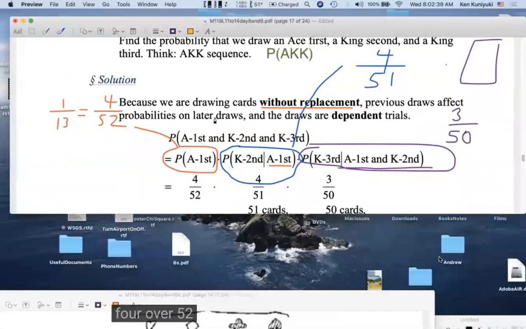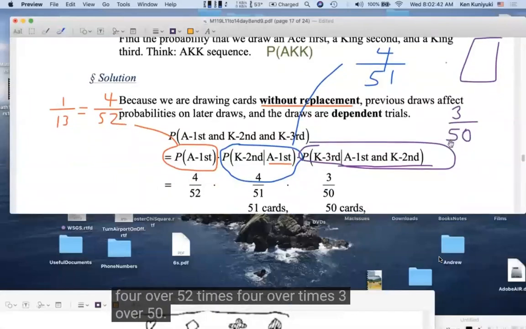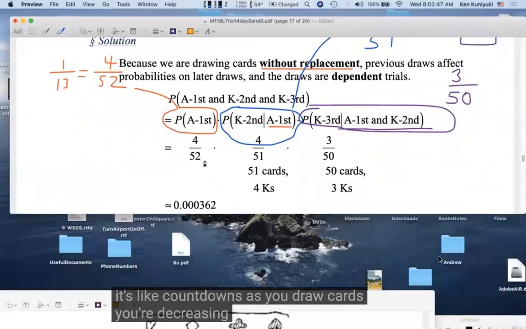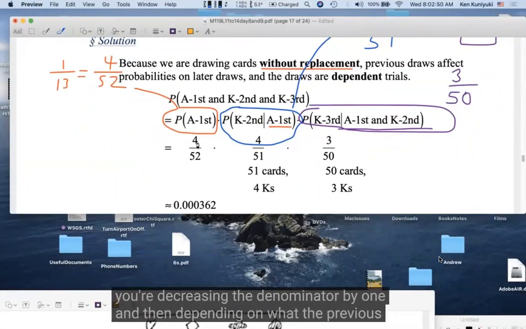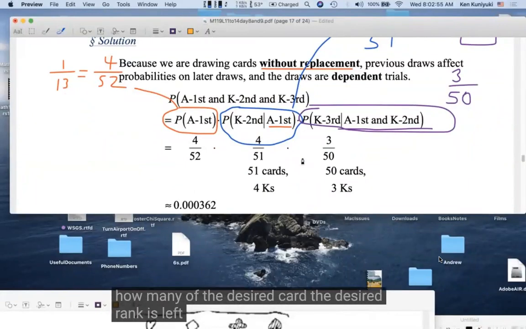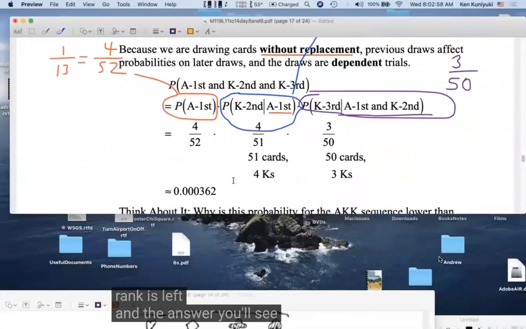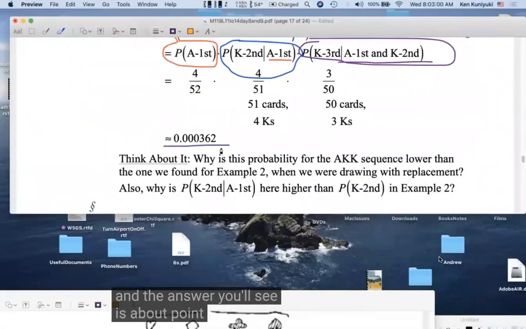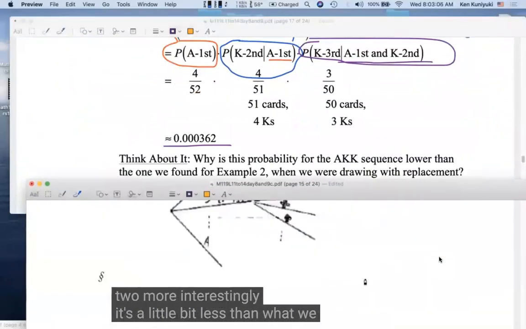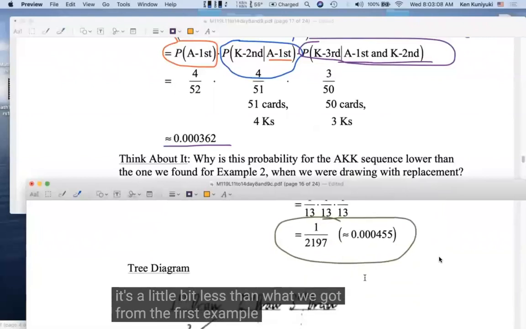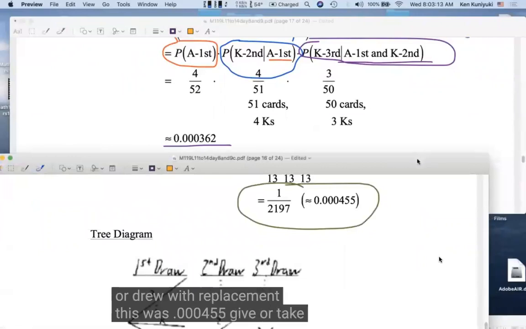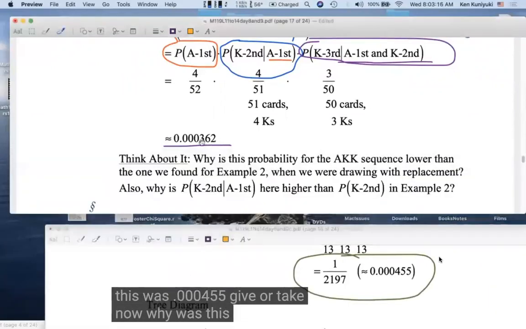4 over 52 times 4 over 51 times 3 over 50. It's like countdowns. As you draw out cards, you're decreasing the denominator by 1. And then depending on what the previous cards are, how many of the desired card, the desired rank, is left. And the answer you'll see is about 0.000362. More interestingly, it's a little bit less than what we got from the first example when we sampled or drew with replacement. This was 0.000455, give or take. Anyway, substantially less. Now, why was this lower?